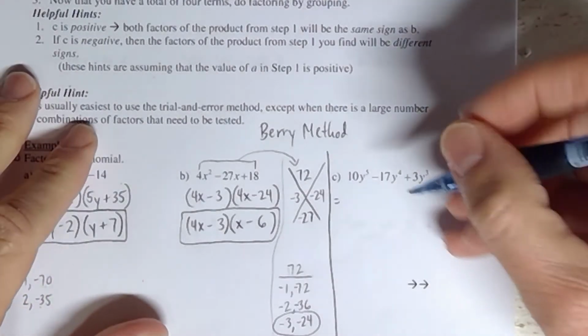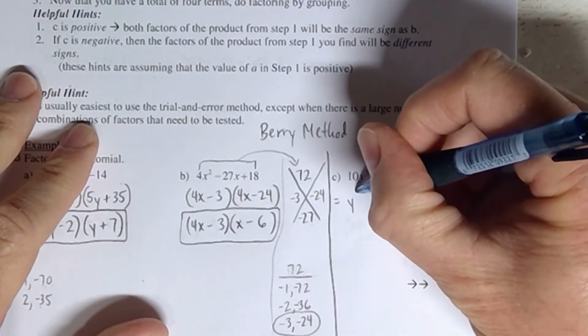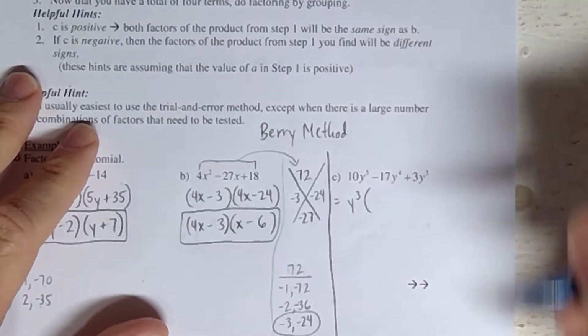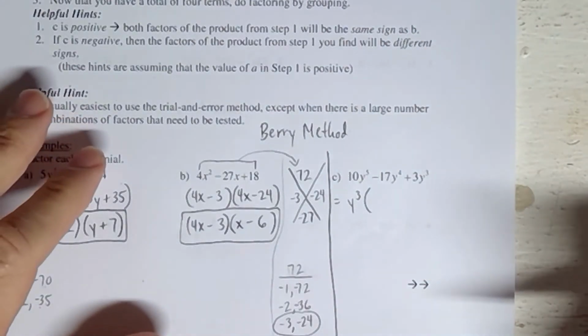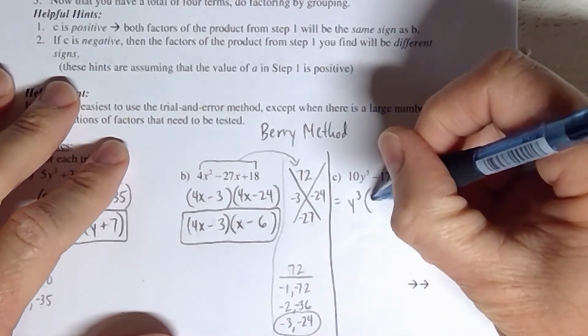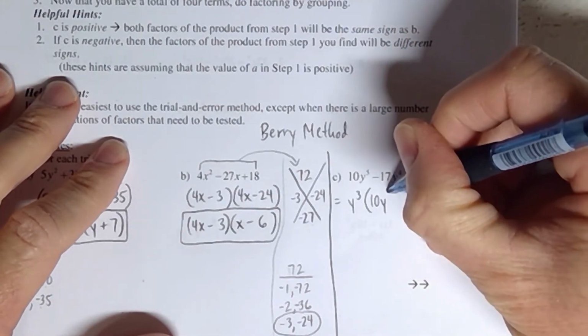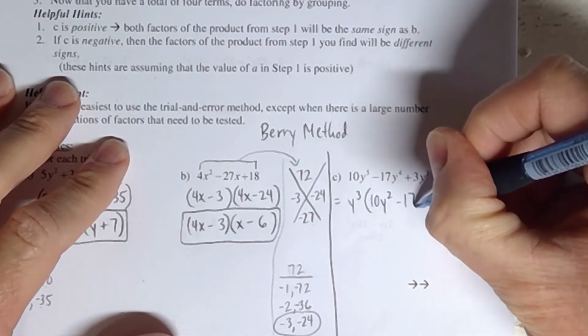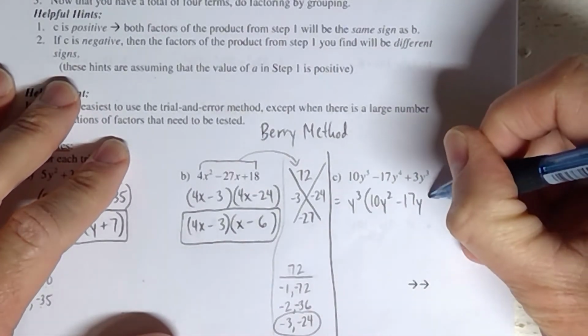Okay, so the GCF here is actually 1y to the third. I figured that out just the same way I did in the last section. If I then factor that out, I then get 10y squared minus 17y plus 3.